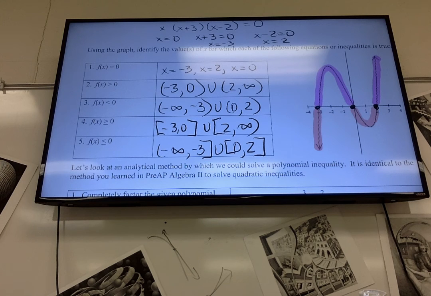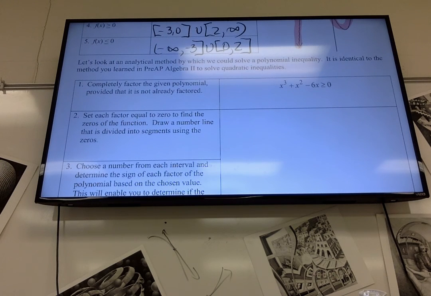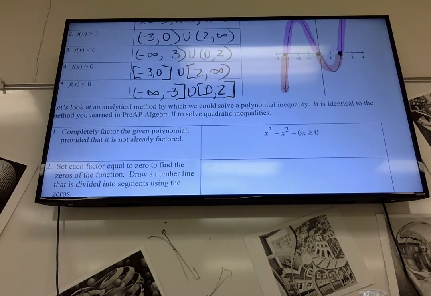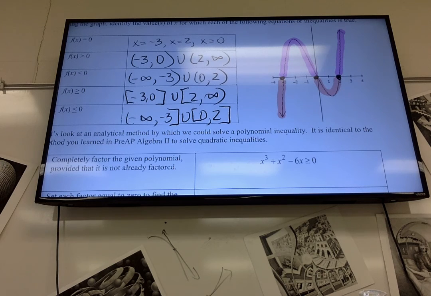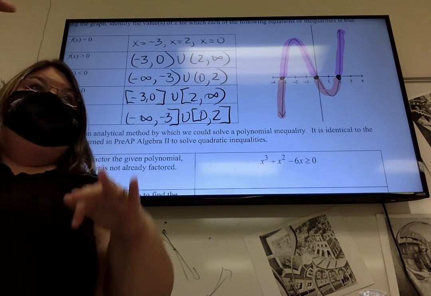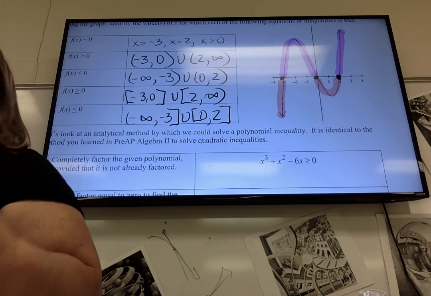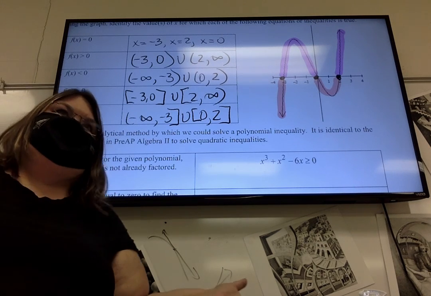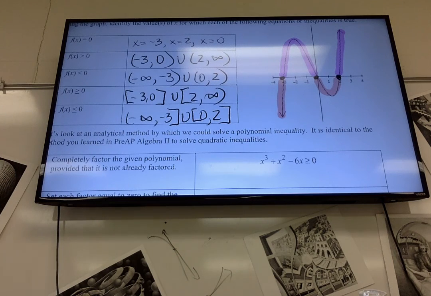It talks about something you learned in pre-AP Algebra 2, but probably didn't learn this method. So we'll go over this method again. This method is the exact same thing we just did. The only difference is, what if you didn't have a picture? We want to be able to figure out where it's above the x-axis and below the x-axis without having to graph it every single time. That's going to be a pain. And if they had the graph for us, awesome. But what if they didn't? So we're going to learn how to do that without.